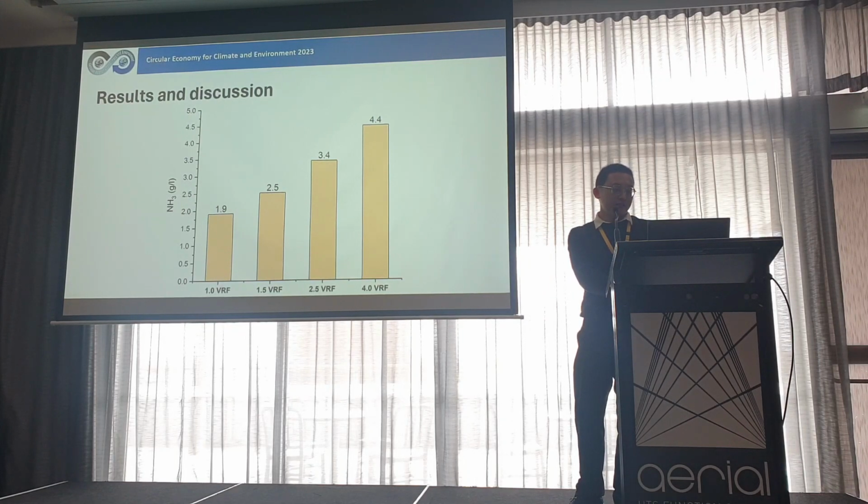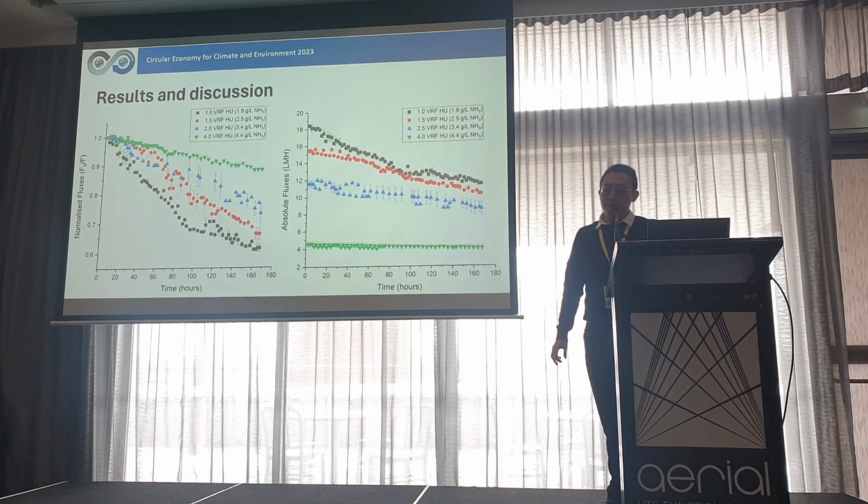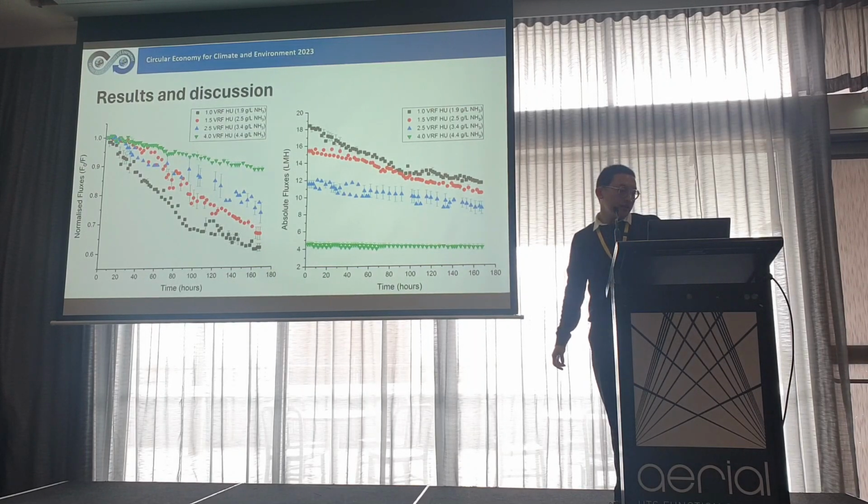Then by this one, after 7 days of operation, we found that the flux decline in the most concentrated urine is significantly lower compared to the unconcentrated one. The black dot means that we ran the reverse osmosis membrane with the unconcentrated urine. So you can see the flux declines very rapidly. At day 7, the flux has declined by about 35%. But if we use the most concentrated one, the flux decline is pretty slow.